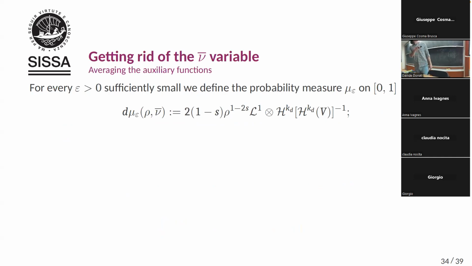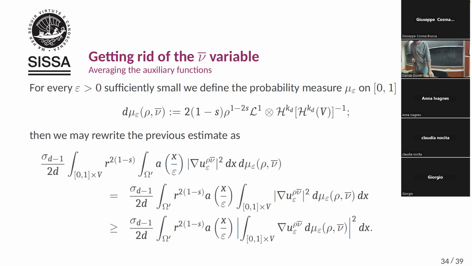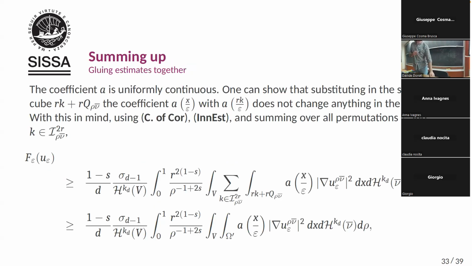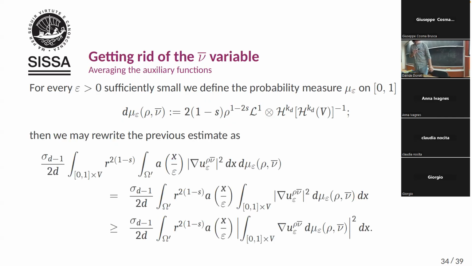So what we do, for any epsilon, we introduce this measure. The dependence on epsilon is given by the fact that we have here an s, which is a function of epsilon. This turns out to be a probability measure, thanks to the fact that we have the right functions and the right constant in front. And so the inequality that we had before, the last term of the inequality, this here, might be rewritten using these measures in this way.